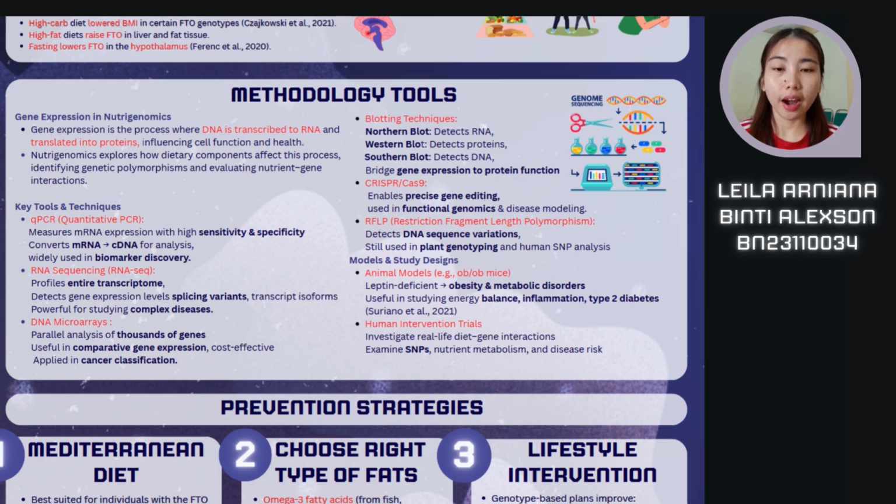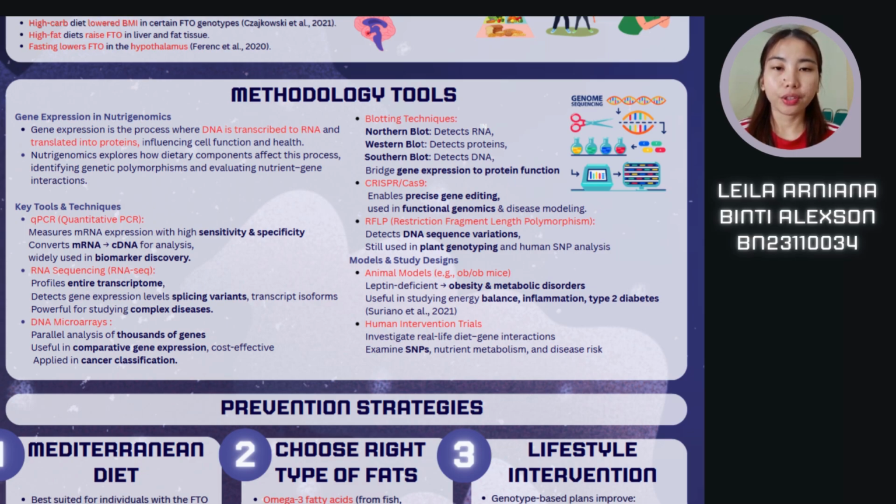Another powerful technique is RNA sequencing, which provides a comprehensive view of all the RNA molecules present in a sample. Unlike traditional methods, RNA sequencing can capture both common and rare transcripts, making it invaluable for identifying how diet can influence the entire transcriptome. DNA microarrays are also widely used, especially for analyzing the expression of thousands of genes at once. While newer technologies like RNA sequencing are becoming more popular, microarrays remain a cost-effective choice for large-scale studies.